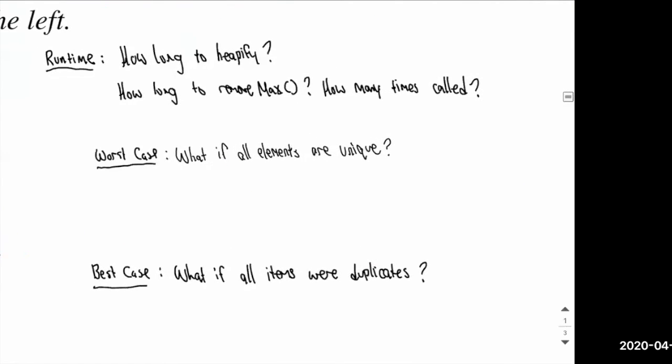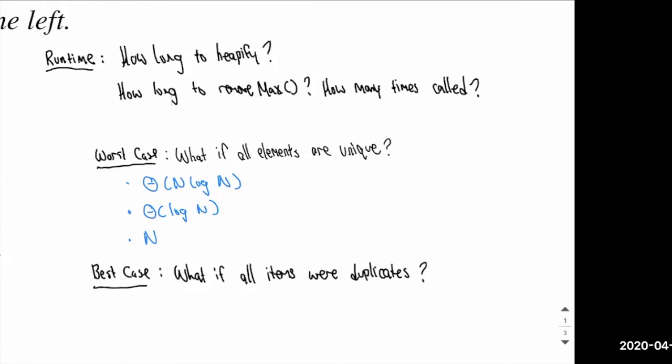So what's the runtime? How long does it take to heapify? How long does it take to remove max? And how many times is remove max called? If all elements are unique and they're in no particular order, the amount of time that it takes to heapify in the worst case is n log n. And we saw this in last week's worksheet. How long does it take to remove max? Well, to remove max, it would take log n time. How many times is it called? It will be called n times, once for each of the elements in the array.